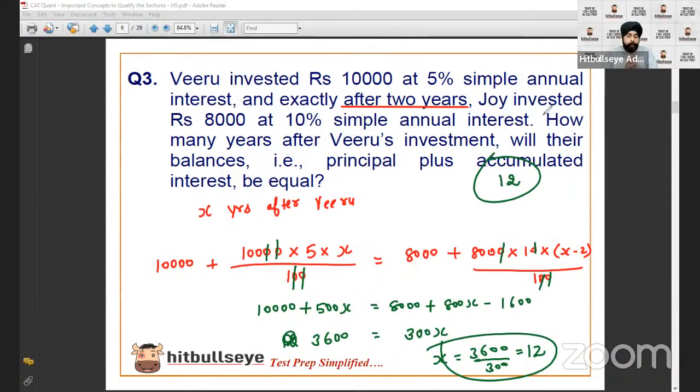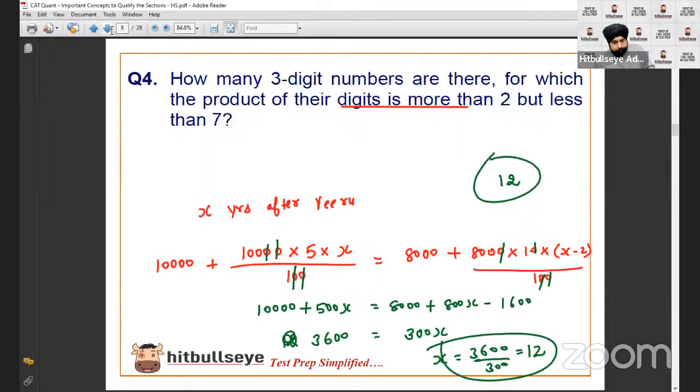Right? People, in such questions, the basic catch is that some of you will take the money as invested after X years of Joy. But mind it, in case you take X or Y years or time period after Joy had invested, your answer is going to be X plus 2 in that case, because the question is asking how many years after Viru's investment. So it becomes very crucial that you read the complete question and try and solve it accordingly. Let's proceed further and answer this question.